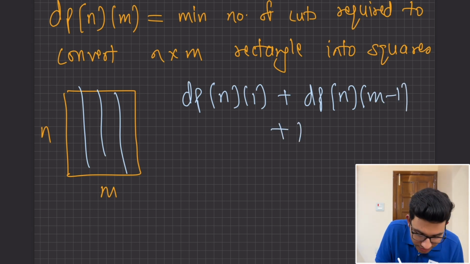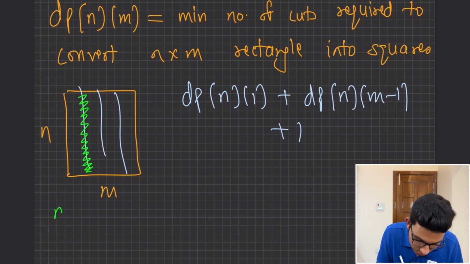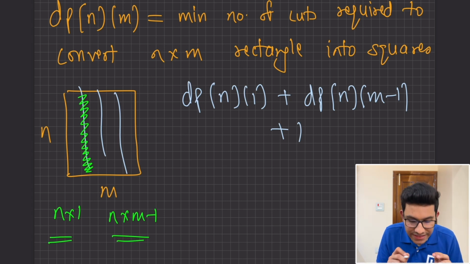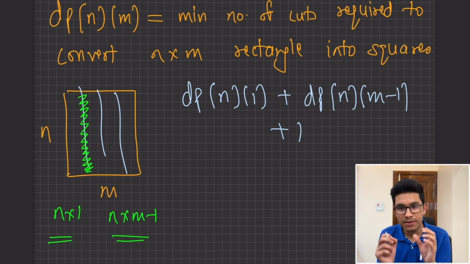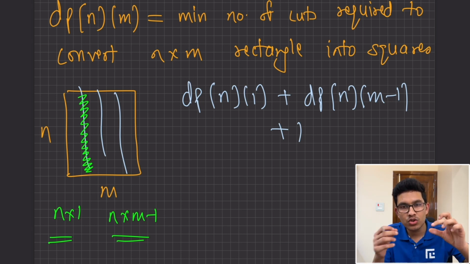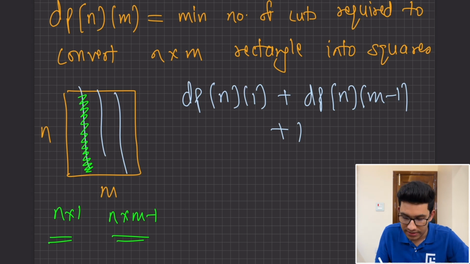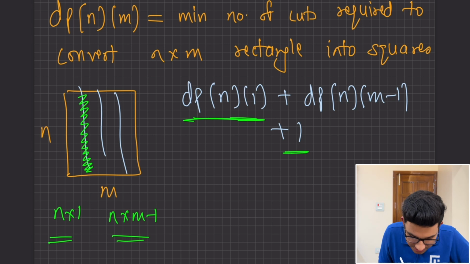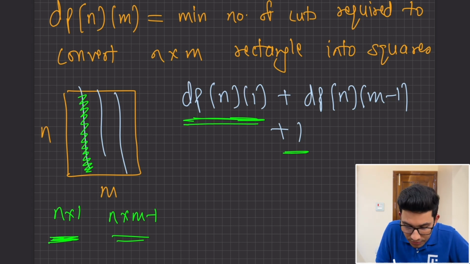See, if you're making the first vertical cut as this green one, which splits the first rectangle into something like n cross 1 and n cross m minus 1. And with that definition, dp of n comma m is the minimum number of cuts required to convert an n cross m rectangle into squares. So if I want to convert n cross m into squares, and if this is the very first cut that I'm making, I'm adding plus 1 for that. And then I'm saying, okay, convert this n cross 1 into squares, that would be dp of n comma 1. Convert this n comma m minus 1 into squares, that would be this.